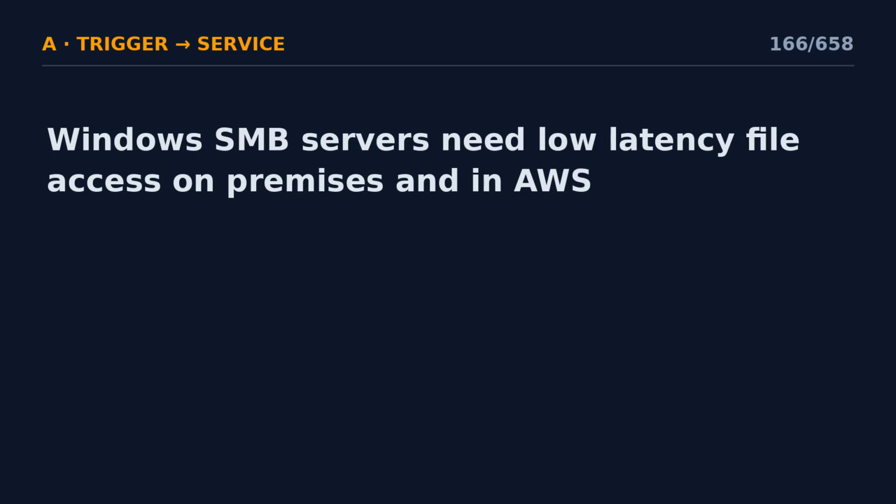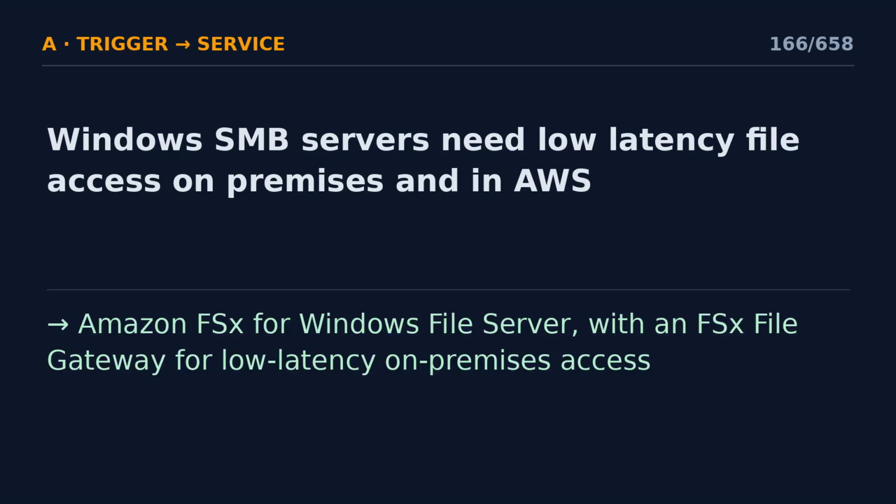Windows SMB servers need low-latency file access on premises and in AWS. Answer: Amazon FSx for Windows File Server, with an FSx file gateway for low-latency on-premises access.